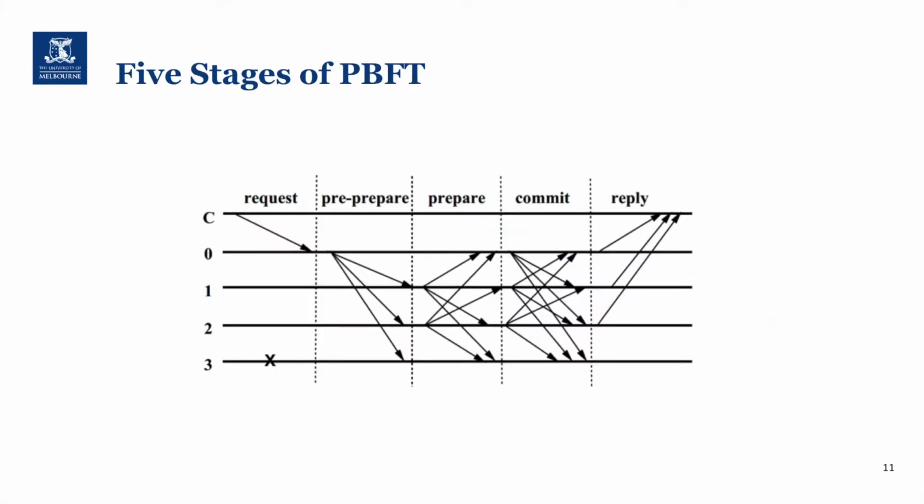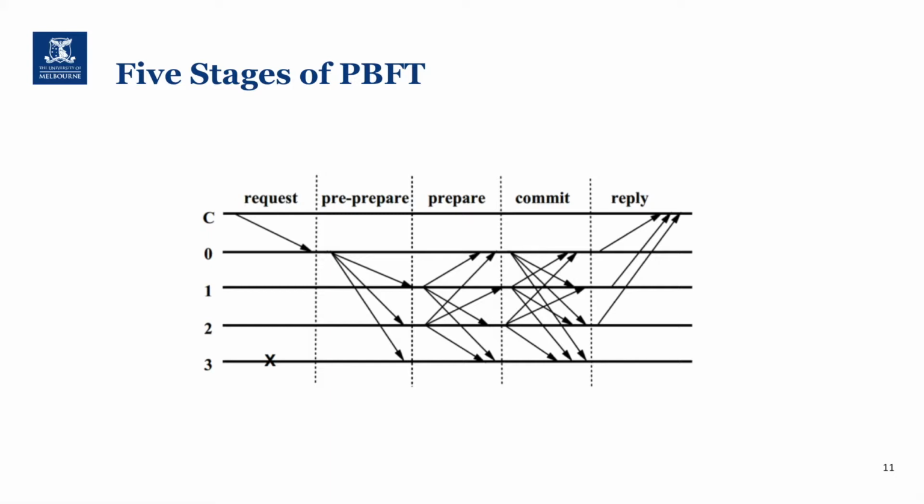Here are the basic 5 stages of the PBFT mechanism. As we can see, C is the client who sends the request, and validators 0 to 3 are all replicas of a node, where 0 is named the primary replica and the others are backup replicas. The first stage is request, where client C sends a request to the primary 0. And then comes the pre-prepare stage, where primary 0 receives the request from C and multicasts it to the backups, that is, 1, 2, and 3.